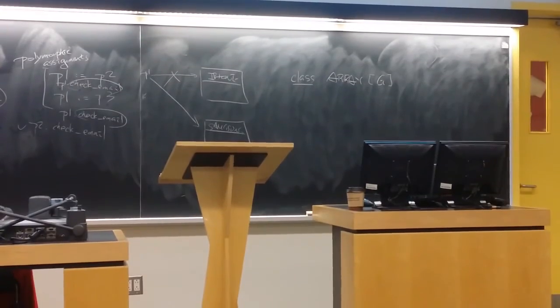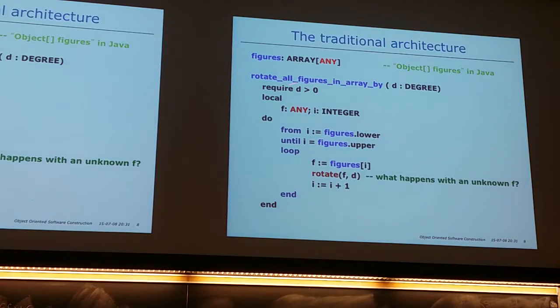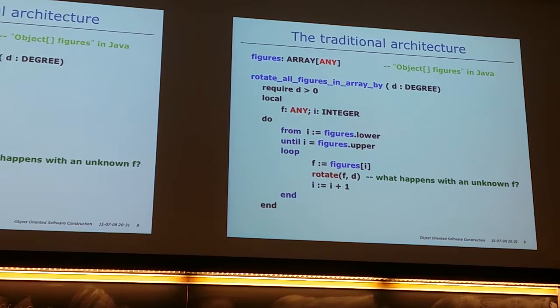So you're saying figures is an array of something. And that something has to be instantiated by some type. So here we're saying that's simply any type. Anything will be fine. So this is actually very bad, as we'll see, because you're not being very specific about what the figures are really storing.